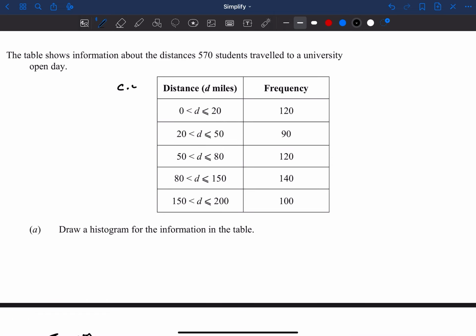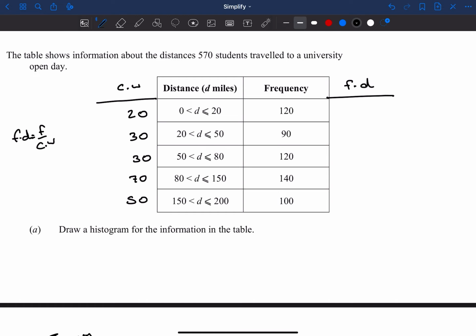Here we can put f.d. for the ease of it, because this part doesn't get marked anyway. Your table is not going to be marked. Class width, how much? Just take it away. 20 take away 0 is 20, 30, 30, 70, 50. Then remember the formula: frequency density is frequency over class width.